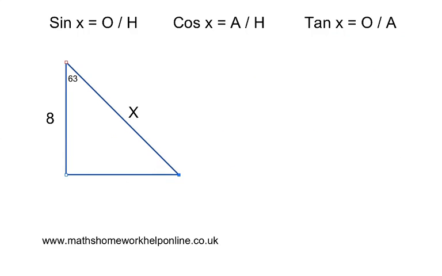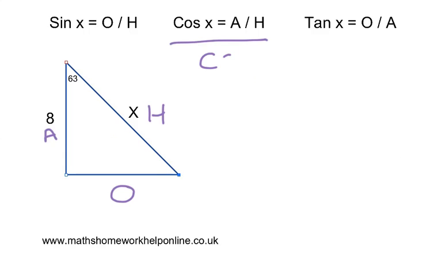Okay, now let's look at a different type of example. So again, first of all, label the sides. So we've got the hypotenuse, the adjacent length and the opposite length. And we know that the angle is 63 this time. So let's look at which rule uses A and H. When we look across, we can see that cos uses A and H. So let's substitute in everything we know.